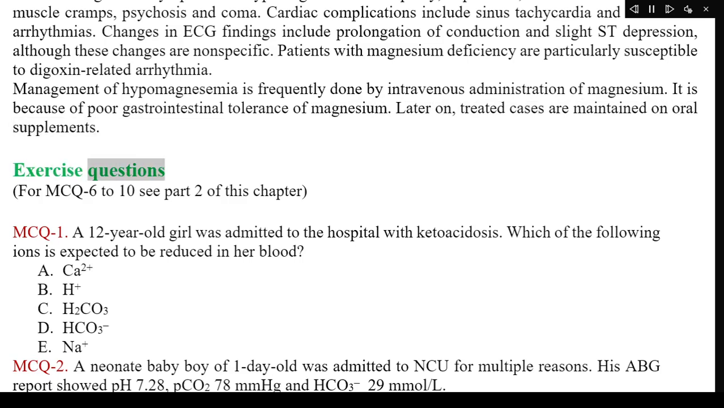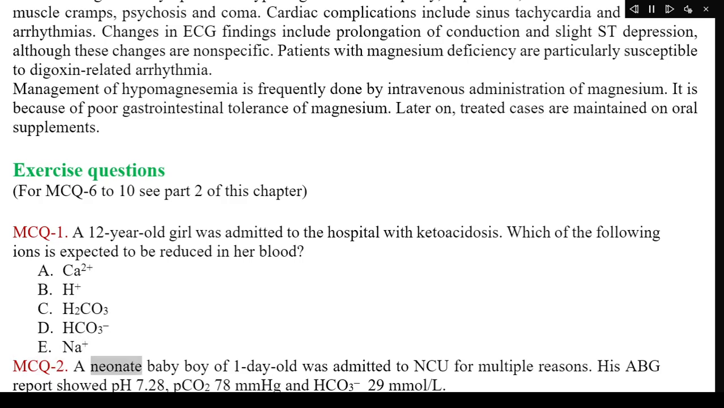Exercise questions. For MCQ 6 to 10, see Part 2 of this chapter. MCQ 1. A 12-year-old girl was admitted to the hospital with ketoacidosis. Which of the following ions is expected to be reduced in her blood? Ca2+, H+, H2CO3, HCO3-, Na+.